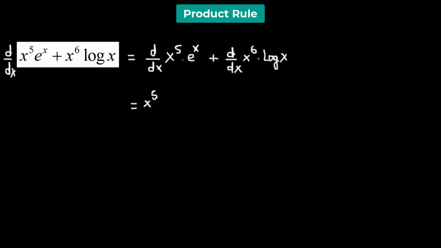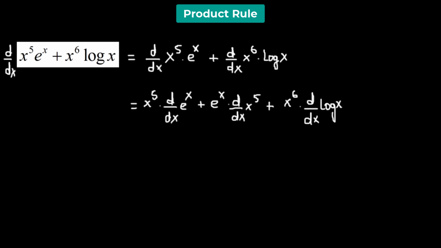So we begin by considering x raised to the power of 5 as the first function. So we have x raised to the power of 5 times the derivative of the exponential function plus the exponential function times the derivative of x raised to the power of 5 plus, now we consider x raised to the power of 6 as the first function for the second derivative times the derivative of the logarithmic function plus the logarithmic function multiplied to the derivative of x raised to the power of 6.